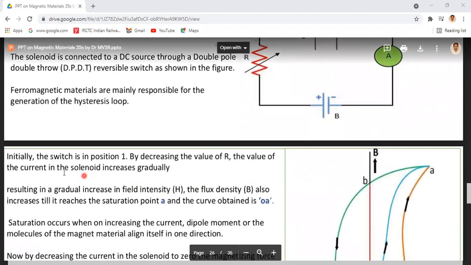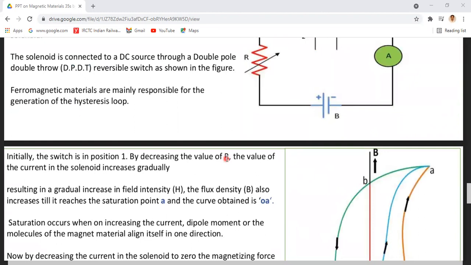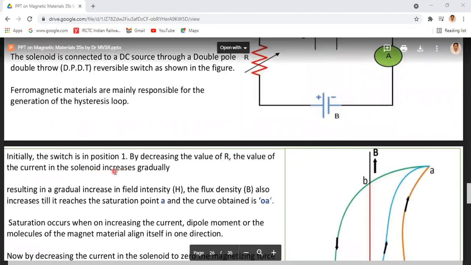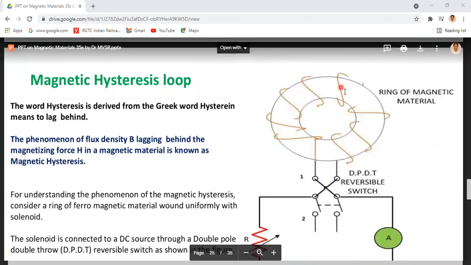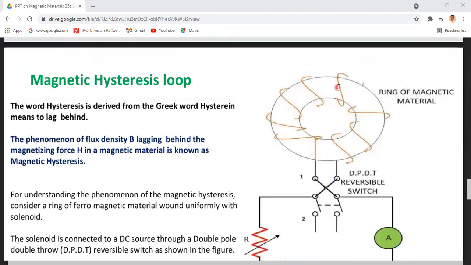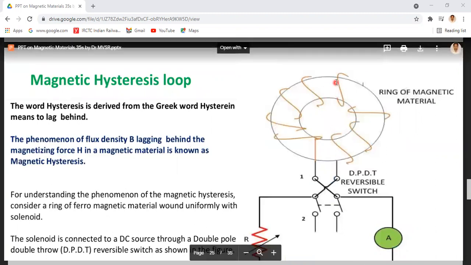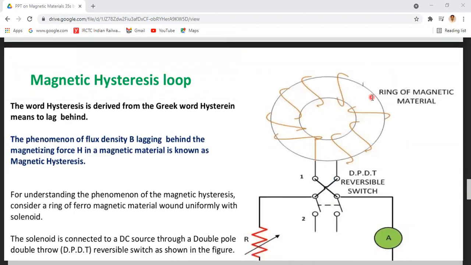Initially, the switch is connected to position one. By decreasing the value of resistance, the current in the solenoid increases, which gradually increases the magnetizing force H. The field intensity, that is the magnetizing force H, is produced within this solenoid because of the current passing through it, so that the magnetic force is applicable to this material.